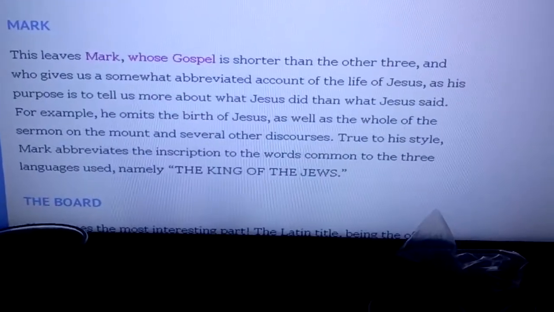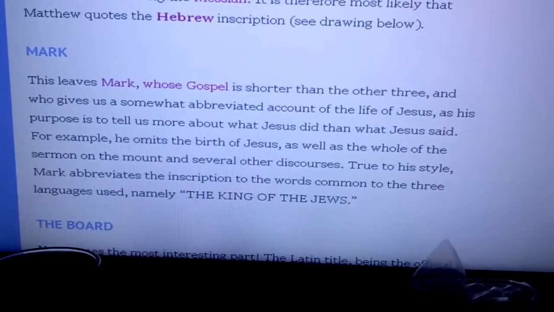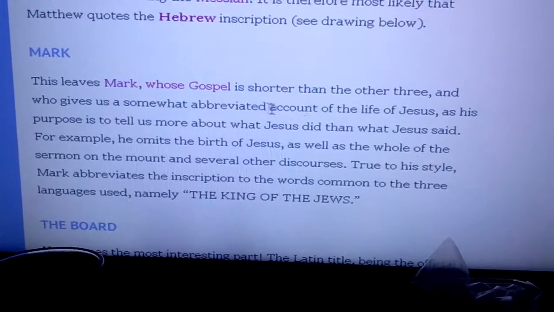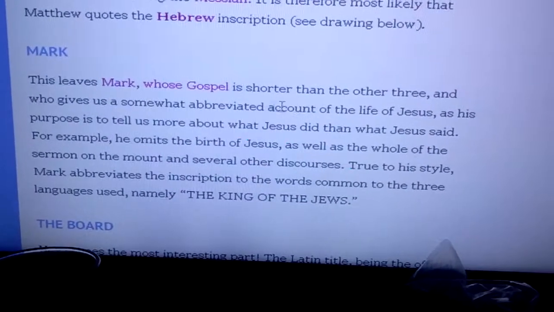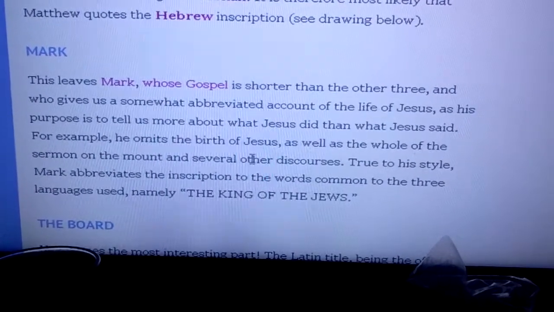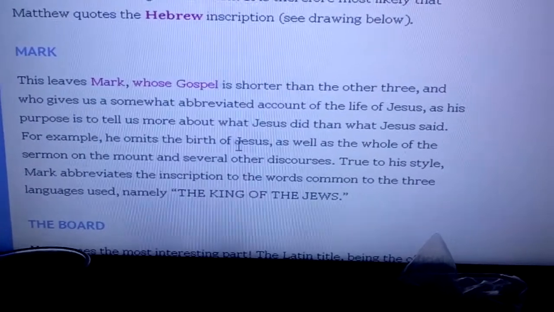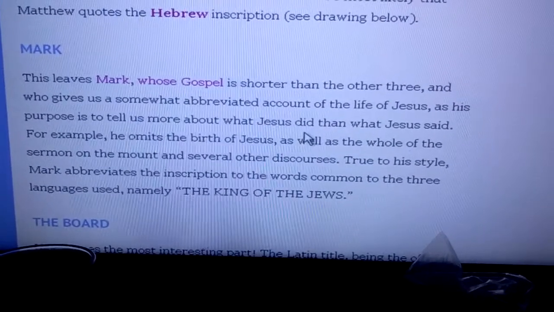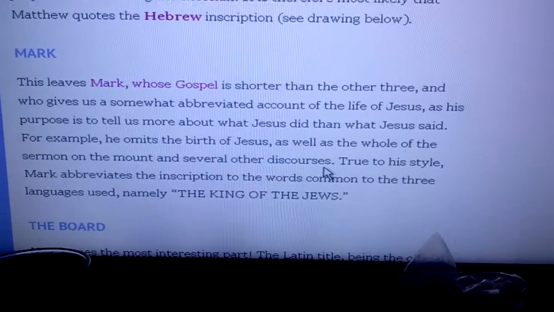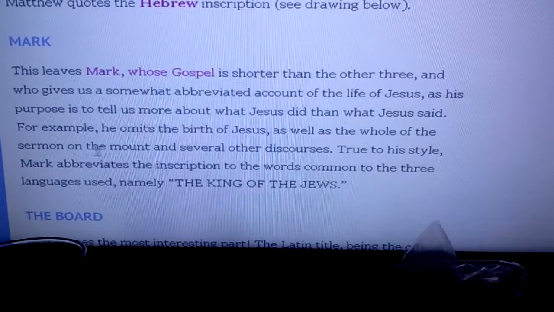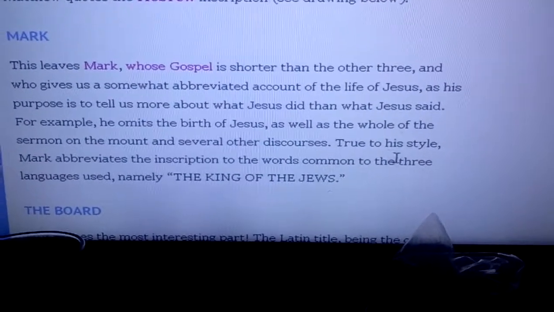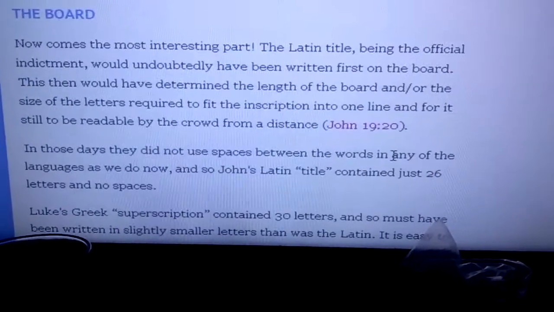See drawing below. Mark. This leaves Mark, whose Gospel is shorter than the other three, and who gives us a somewhat abbreviated account of the life of Jesus, as his purpose is to tell us more about what Jesus did than what Jesus said. For example, he omits the birth of Jesus, as well as the whole of the Sermon on the Mount and several other discourses. True to his style, Mark abbreviates the inscription to the words common to the three languages, namely, the King of the Jews.